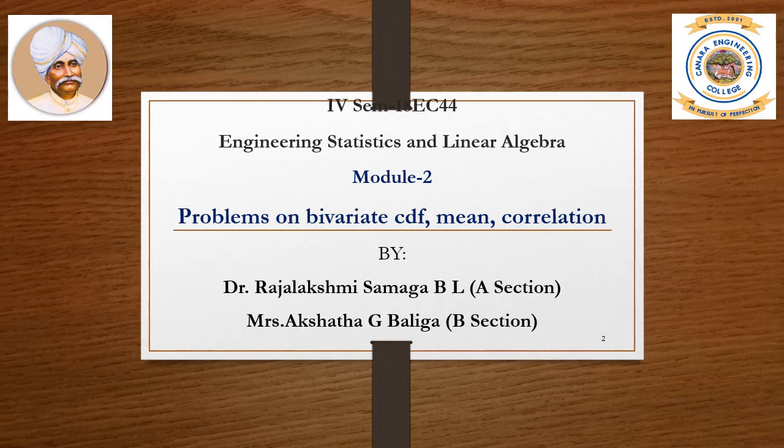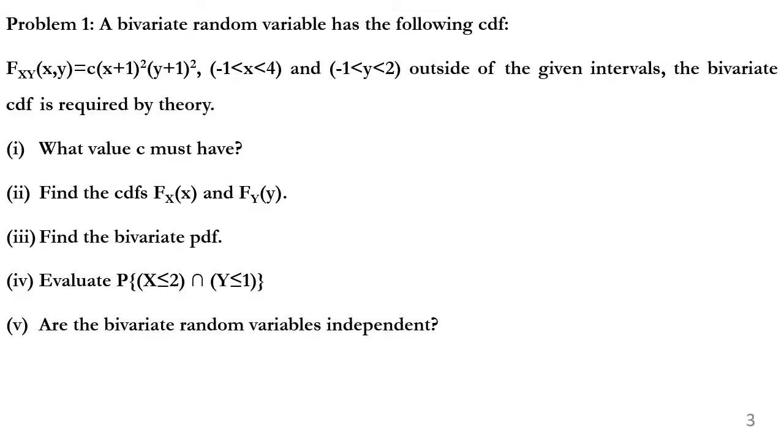Hello everyone. In this video, let us solve some problems on bivariate CDF, mean and correlation. First problem, a bivariate random variable has the following CDF. CDF is given as Fxy(x,y) = c (x+1)^2 (y+1)^2 for all the values of x varying between -1 to 4 and y between -1 to 2, and outside of the given interval.